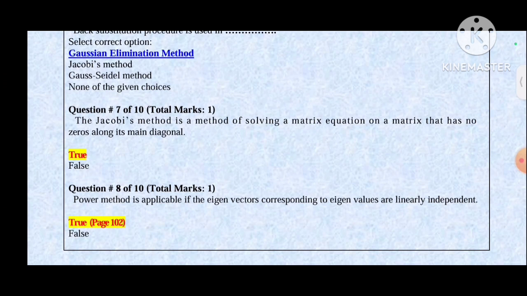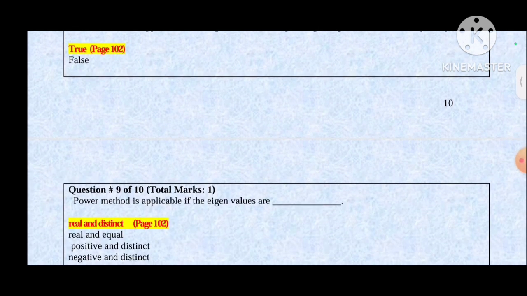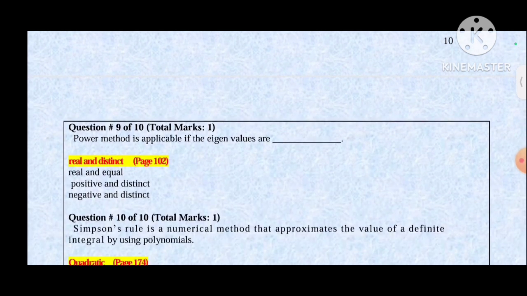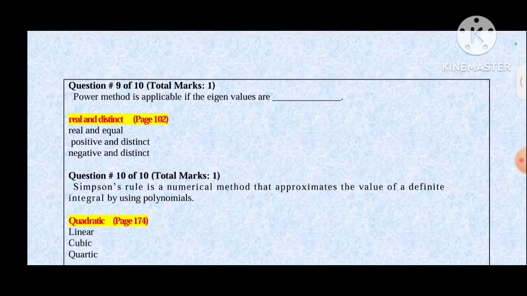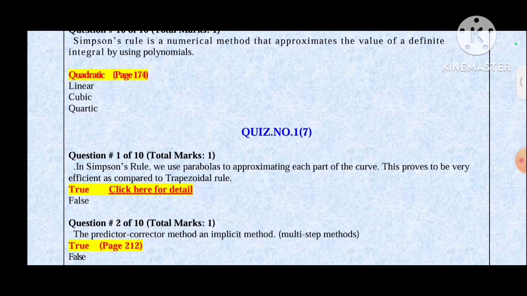Jacobi's method is a method of solving a matrix equation on a matrix that has no zero along its main diagonal. True. The power method is applicable if the eigenvectors corresponding to the eigenvalues are linearly independent. True. The power method is applicable if the given eigenvalues are real and distinct. Simpson's rule is a numerical method that approximates the value of a definite integral by using quadratic polynomials. In Simpson's rule, we use parabolas to approximate each part of the curve.